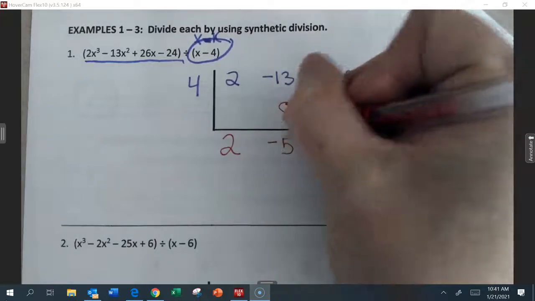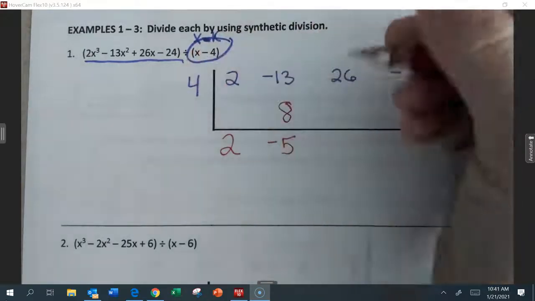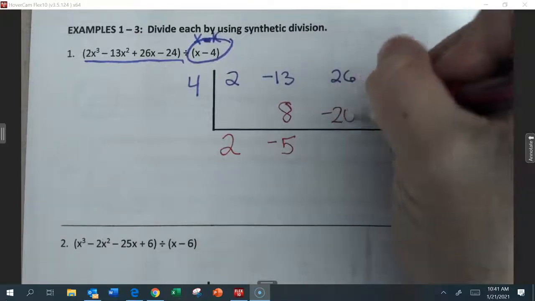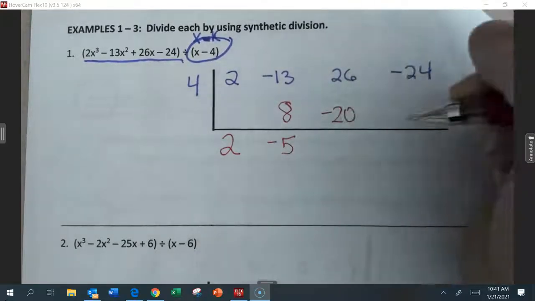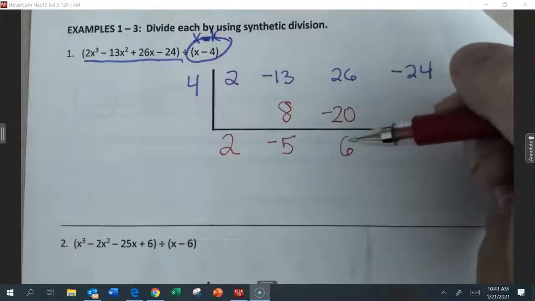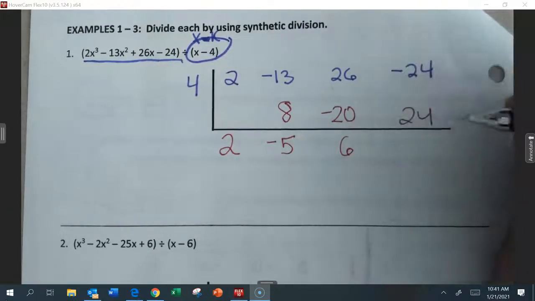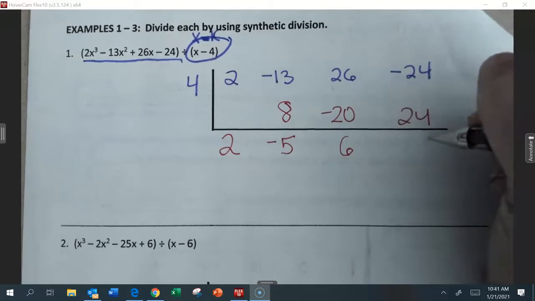Negative 5. Now we do it again. Let's multiply. Negative 5 times 4 is negative 20. What's 26 minus 20? Or 26 plus negative 20, right? 6. 6 times 4 is 24. Ooh, what's negative 24 plus 24?